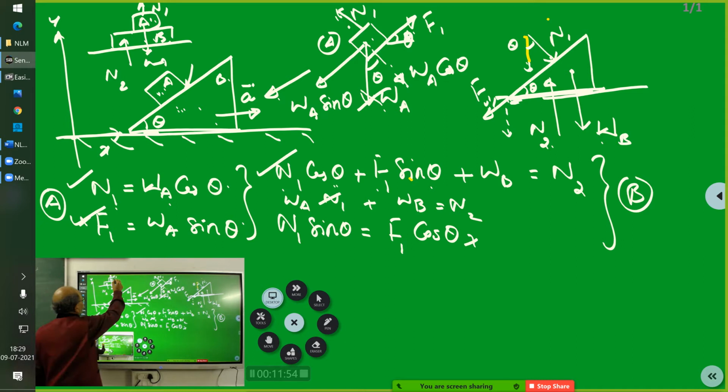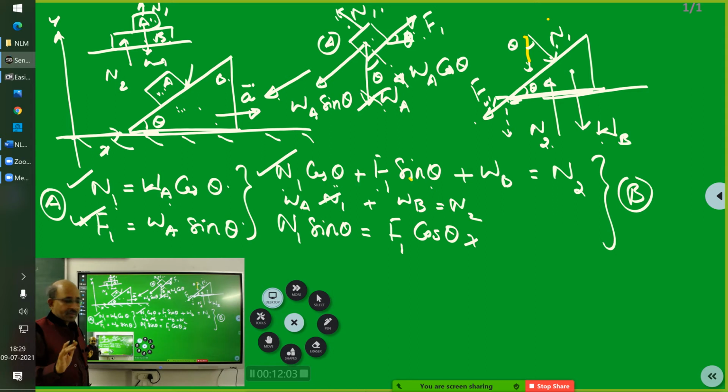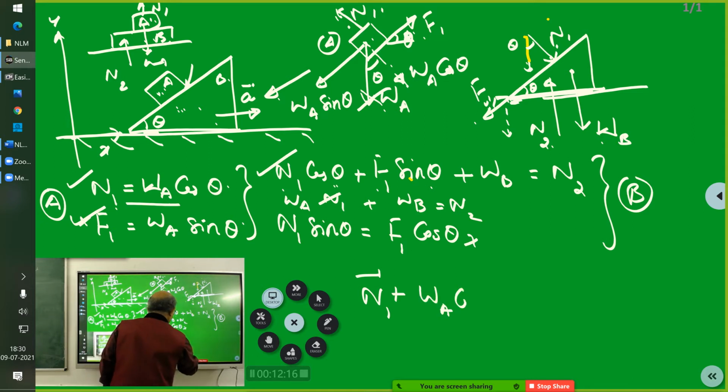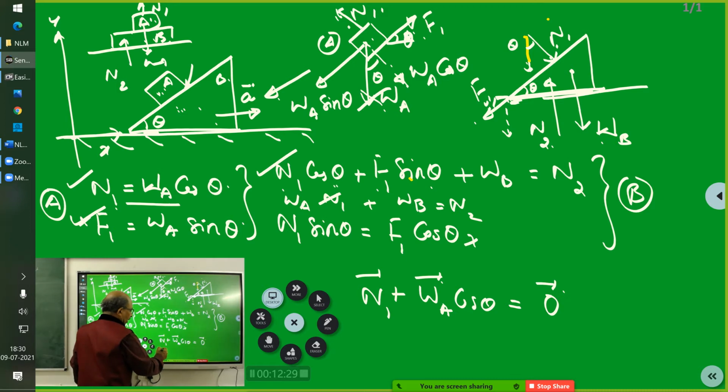Yes. See, in this case, N1 and N1 are equal and opposite forces. F1 and F1, equal and opposite forces. Now the body is at rest, so net force is 0. I have written it like this, but actually the original form of that is N1 bar plus WA cos theta bar is equal to 0. That is how we'll write the equation. But since they are all in the same line, I suppose you understood how we got this.